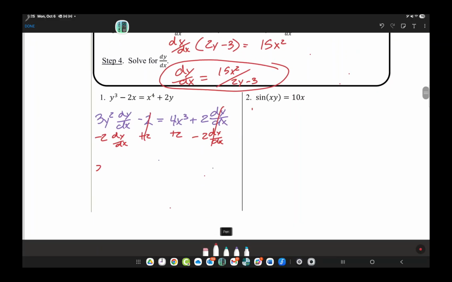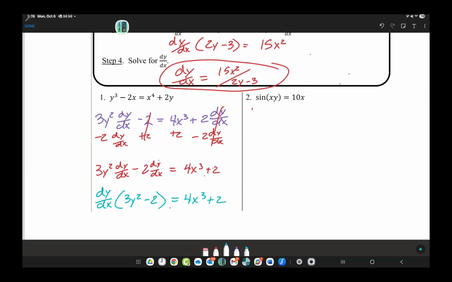So that's going to give you 3y squared dy dx minus 2 dy dx equals 4x cubed plus 2. All right, so factor out the dy dx. And then divide by what's in the parentheses, and you're done.